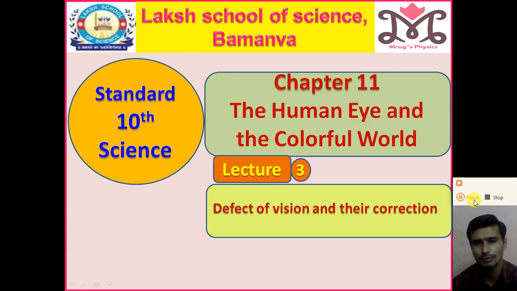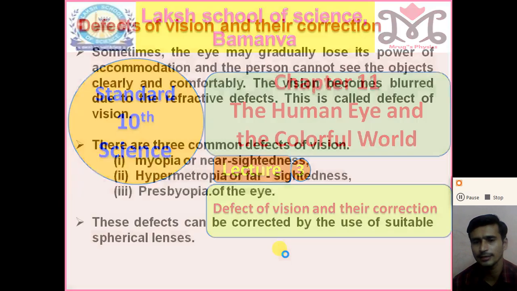So what are the different types of defects produced in our eye, and how we can correct these defects, right? So let us see the defects of vision and their correction.